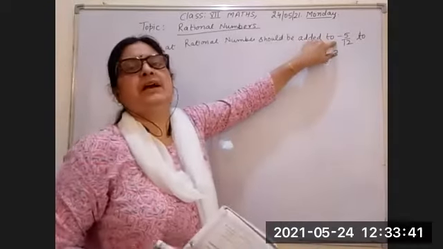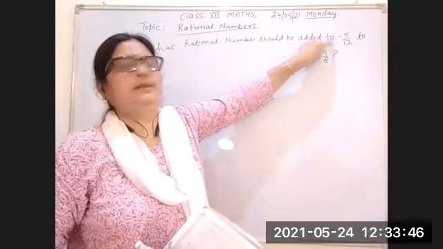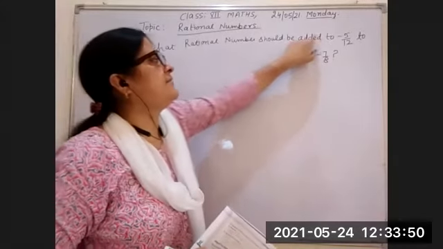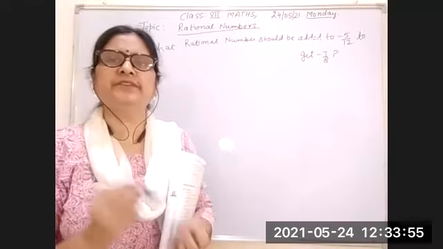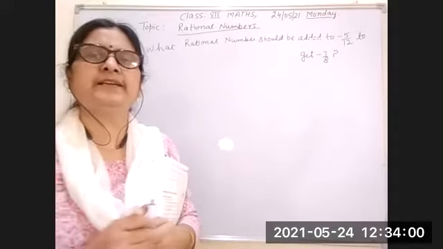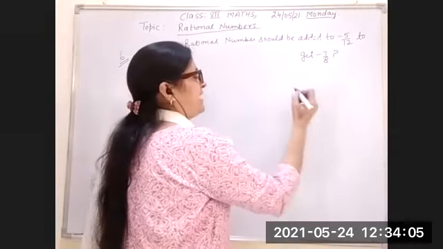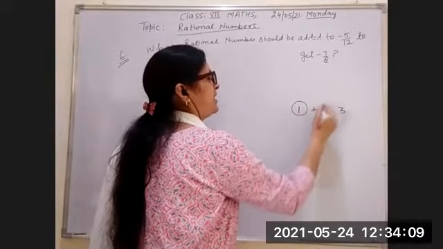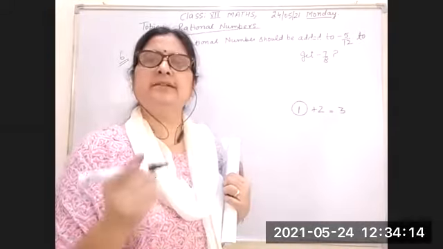Which number do I have to add? In minus 5 upon 12, which number do I have to add so that I get minus 7 upon 8? The second number is not given. For example, if one rational number is 1 and the sum is equal to 3, what number should I add to 1? If I add 2 to 1, then I get 3.